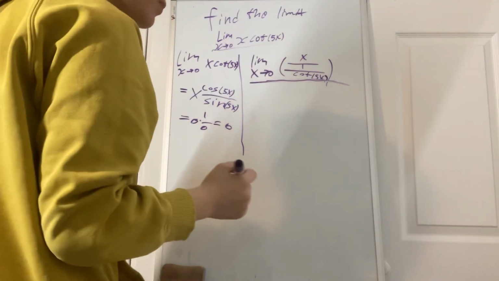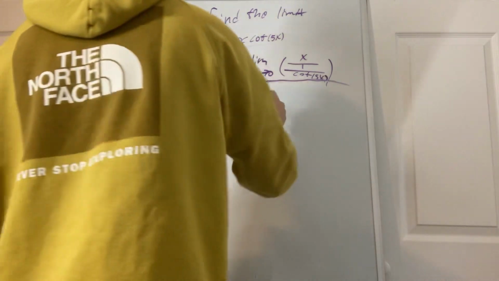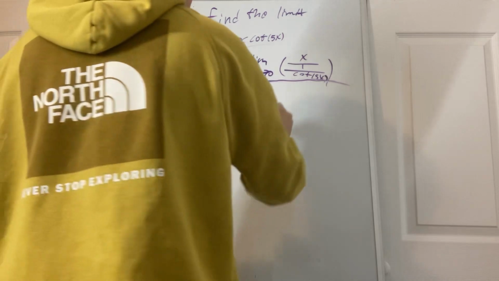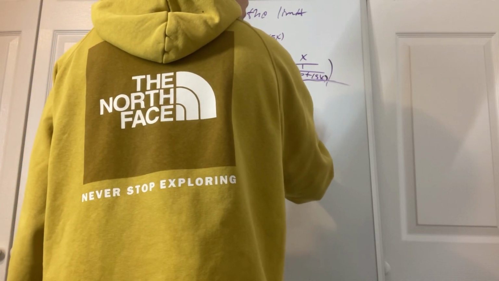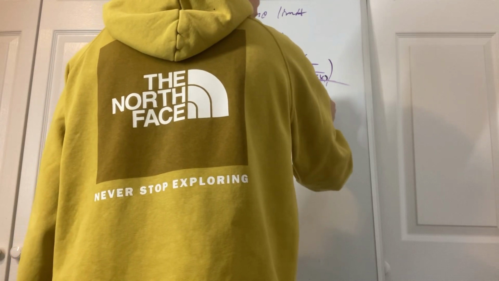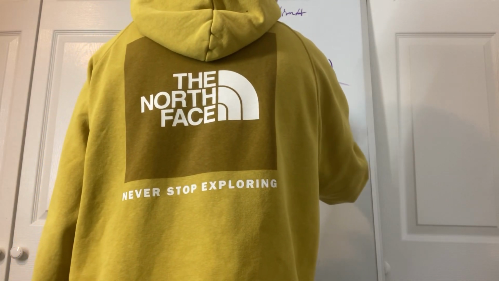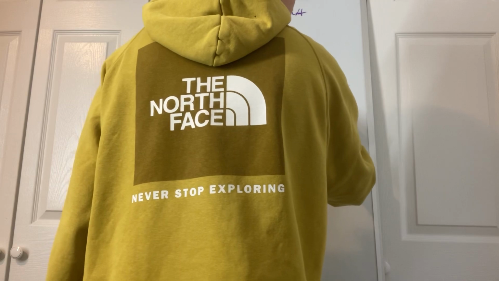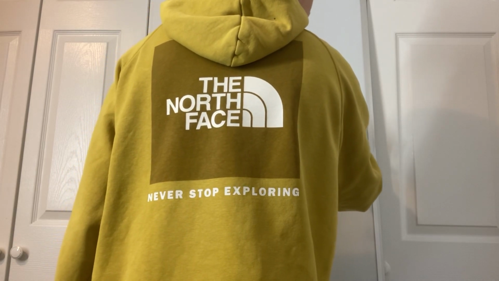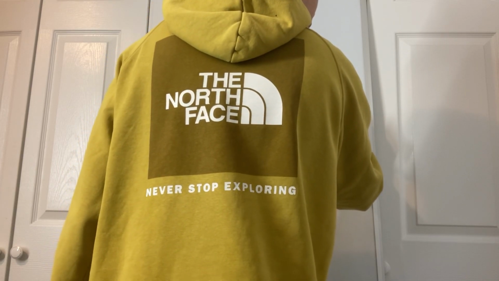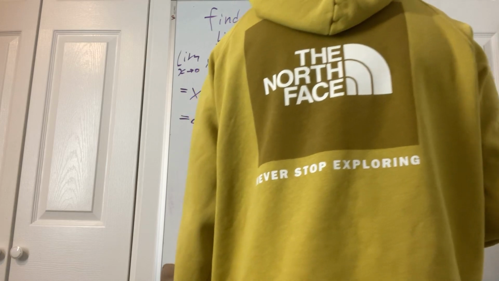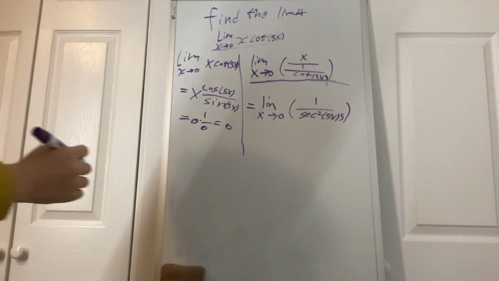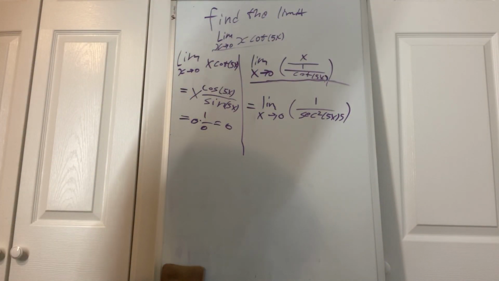Alright, so after that, we get limit x goes to 0 of 1 over secant squared 5x times 5. That is what you should get.